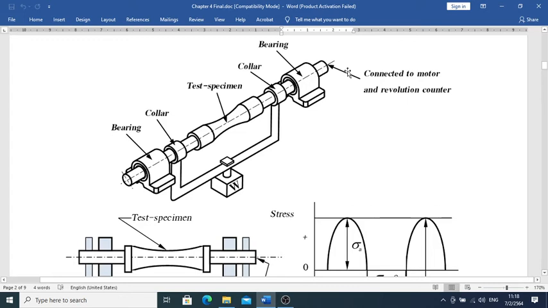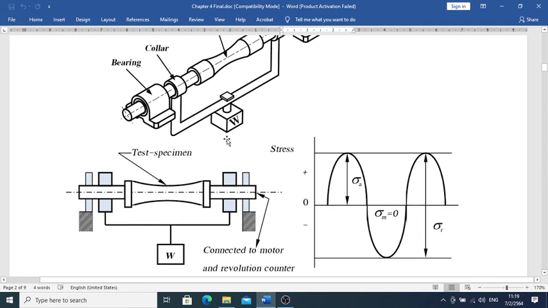This is connected to the revolution counter, so it counts the revolutions. We apply a motor to drive it, and then we apply the weight on it. If we make a free body diagram, a load acts here and another load acts here, so we get a bending load applied to the workpiece.